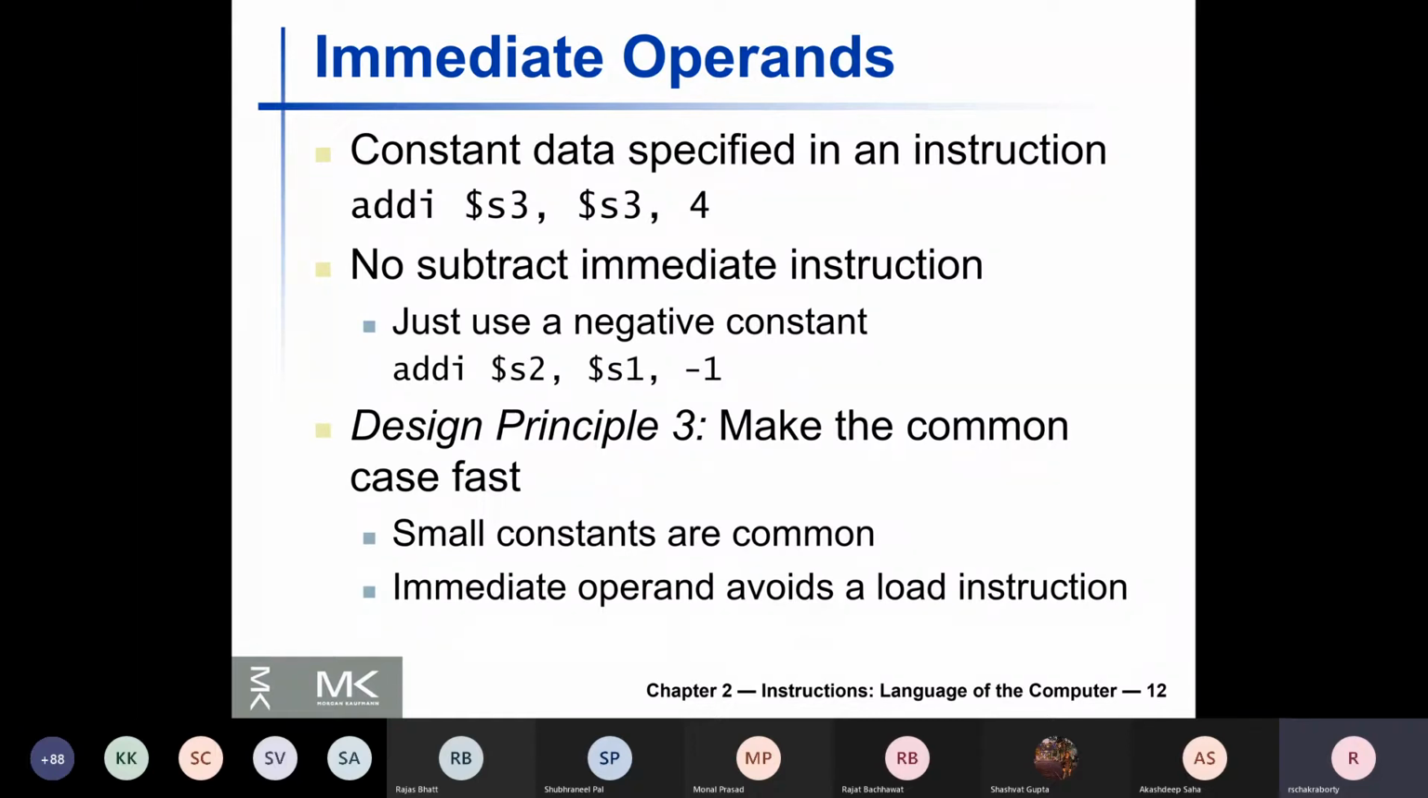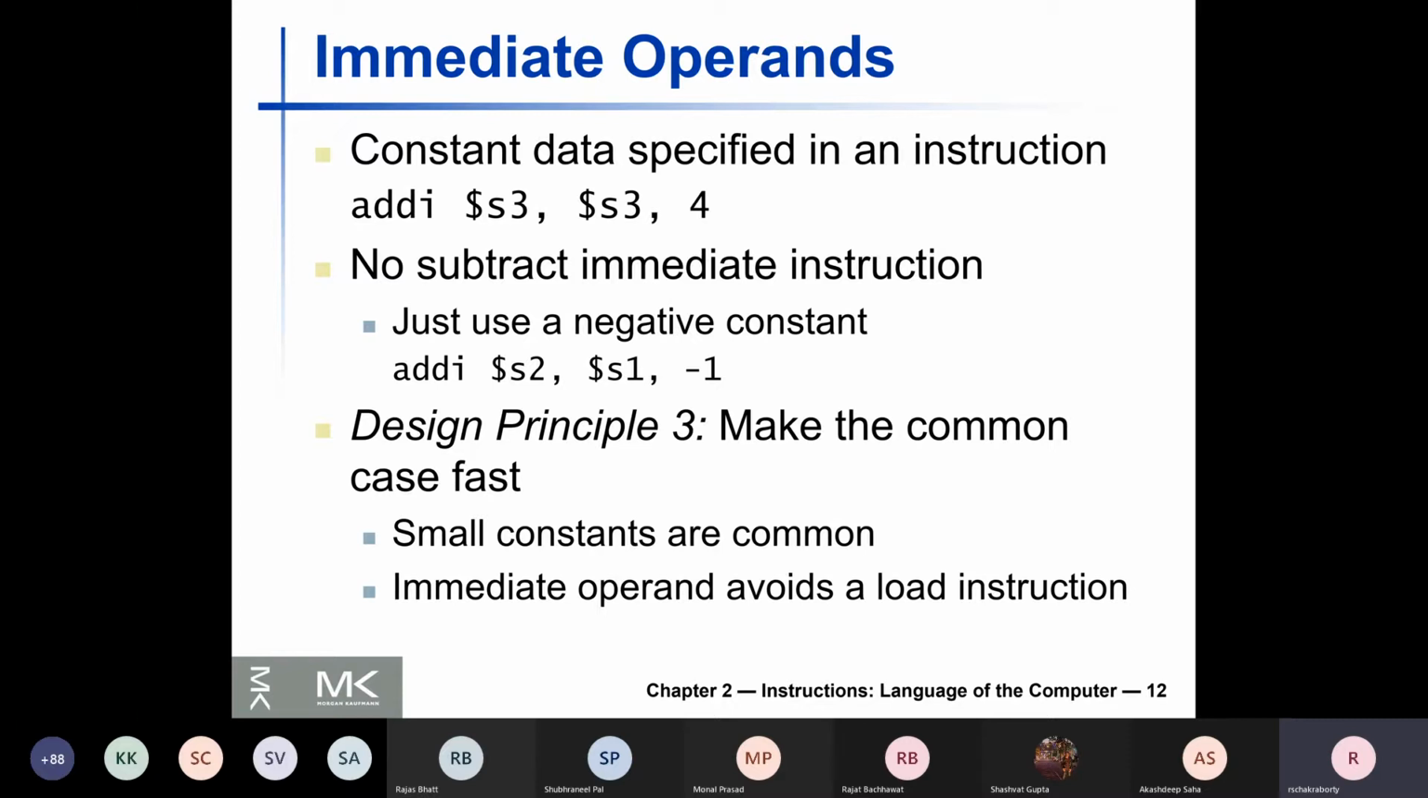So representing $S2 takes 5 bits, representing $S1 takes 5 bits. The ADDI opcode, in this case, uses 6 bits. It is not necessary to use 6 bits, but that's how MIPS works. So 6 and 5 and 5, 16 bits are gone, and you are left with 16 more bits. So your immediate constant, whether it is a positive number or a negative number, can be maximum 16 bits long.